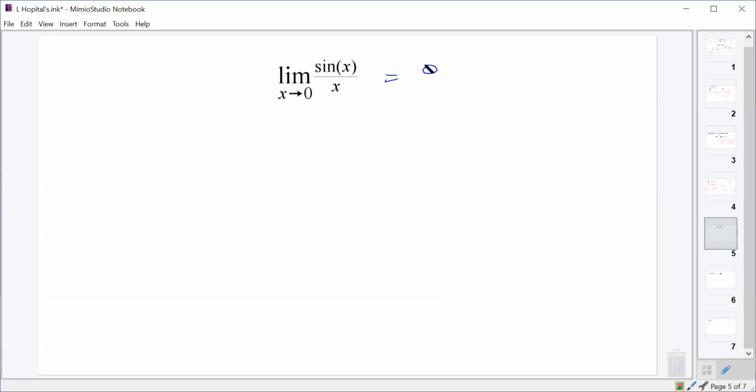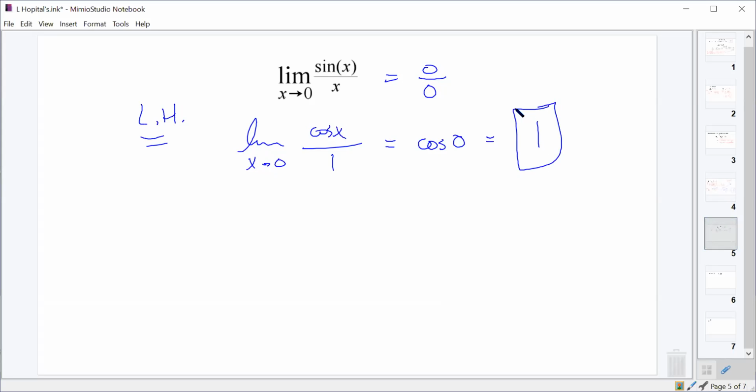But if we just plug in the 0, right, it's 0 over 0. Well, now that we have this nice, easy L'Hopital's rule, we don't have to go through and do all of that sandwich theorem stuff. Derivative of sine is cosine. Derivative of x is 1. This is now just cosine of 0, which is 1. And I'd argue that that is significantly easier than what we did using the sandwich theorem. Would you agree?